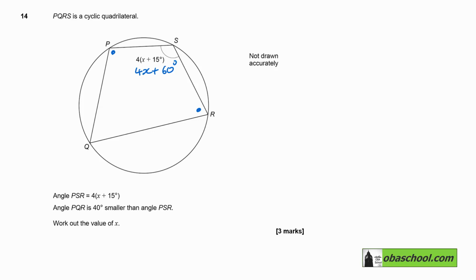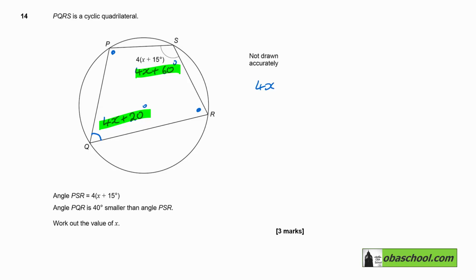Angle PQR, that's this angle down here, is 40 degrees smaller than PSR. And that means that we can write this one as 4x plus 20. It's 40 degrees less. We want to work out the value of x. Well, we know that this and this, being opposite angles in a cyclic quadrilateral, must add up to 180.